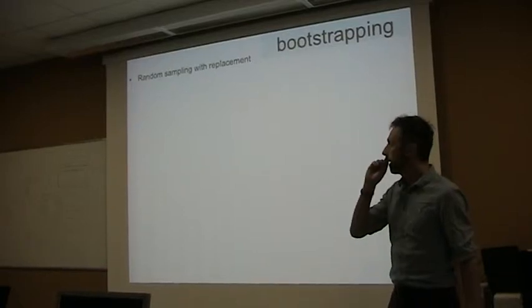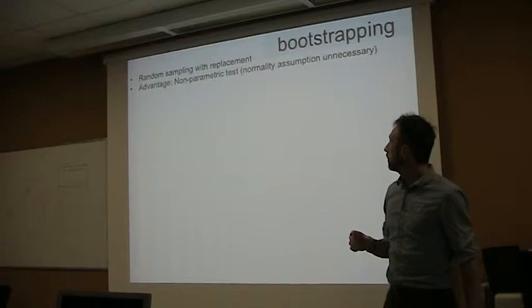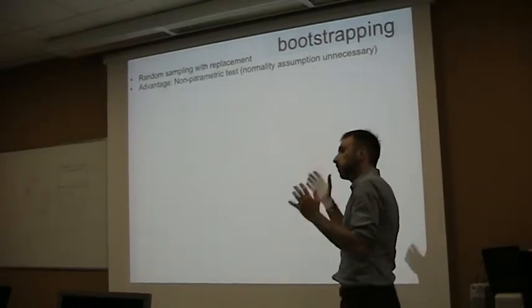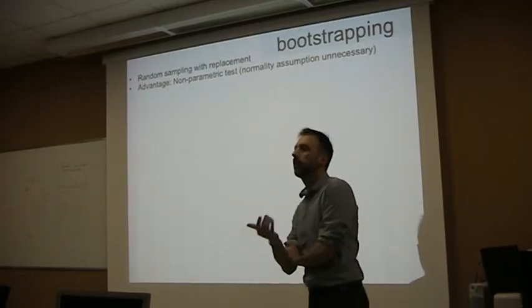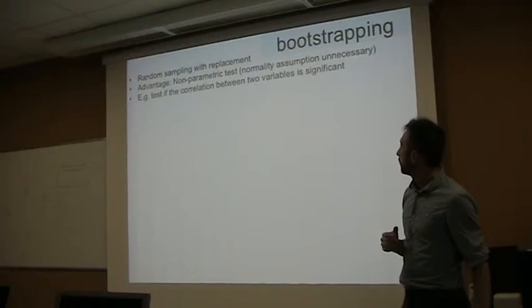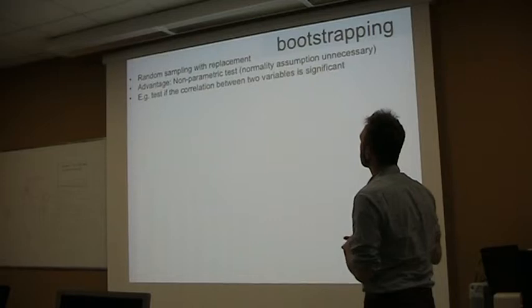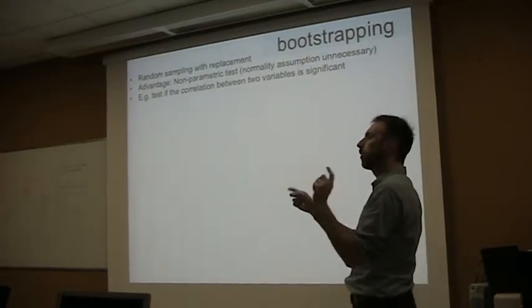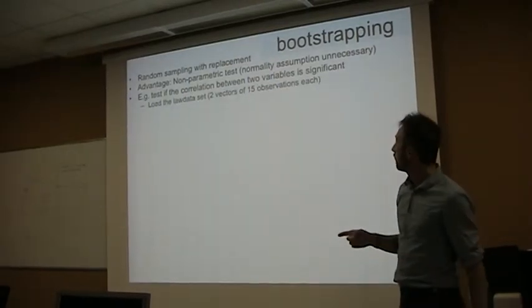So the advantage is that it's a non-parametric way of analyzing the data. You don't have to have data which is normally distributed, like it is usually required for the t-test or the ANOVA. Bootstrapping can be used to test many things, and here I give you just one example. So we want to see whether the correlation between two variables is significant. How are we going to do that?